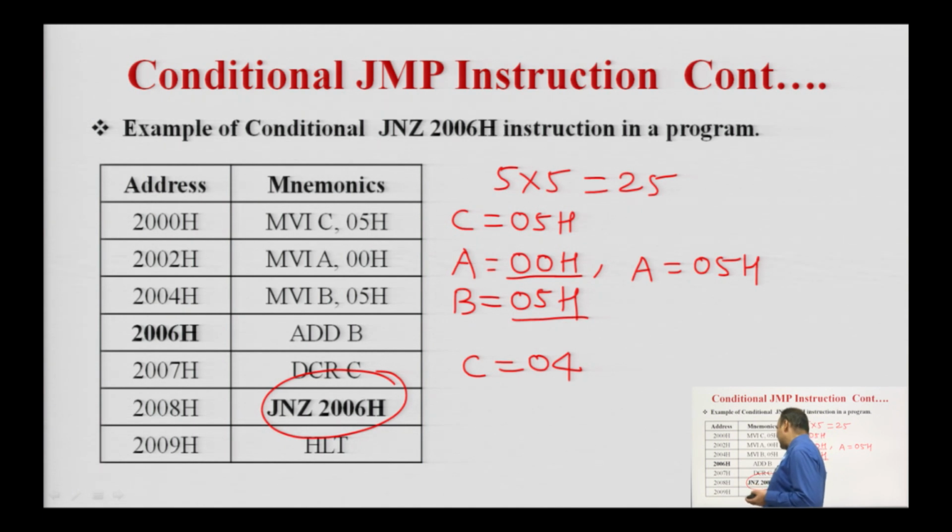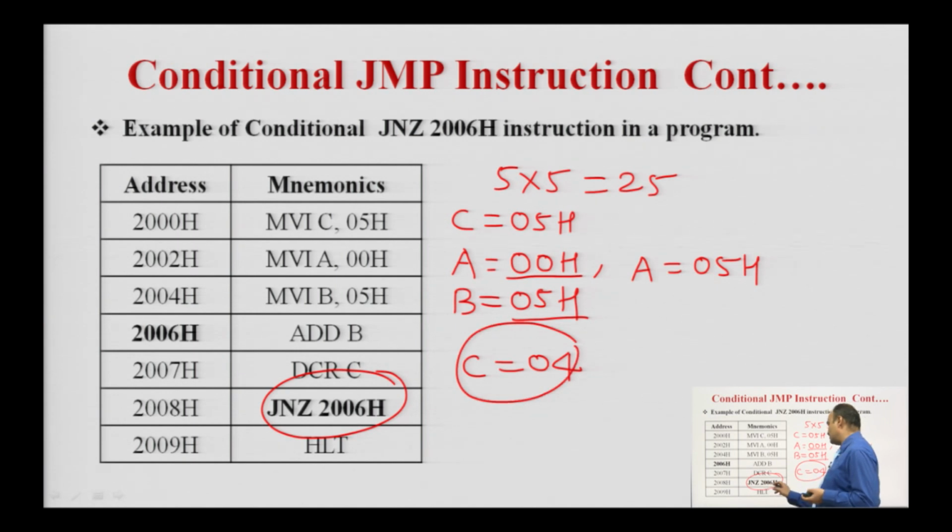The instruction JNZ 2006H will check the condition of register C, whether the value of C is 0 or not. If the value of C is not 0, this statement is true. See here, the content of C is not 0. So, the statement, jump if not 0, is true.